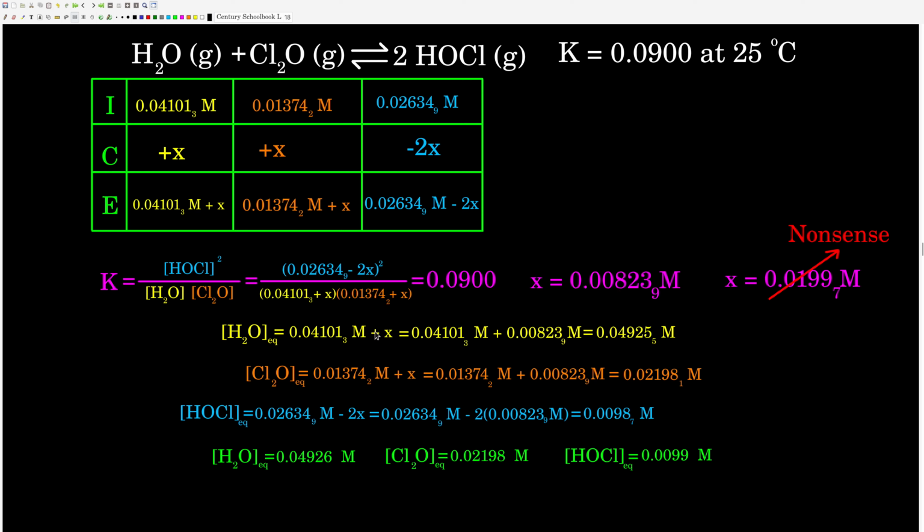Equilibrium concentration of water, we add X to the initial concentration. Dichlorine monoxide, we add X to the initial concentration. And hypochlorous acid, we subtract 2X. Watch out for that 2, guys, to get the equilibrium concentration. And there's our answers.